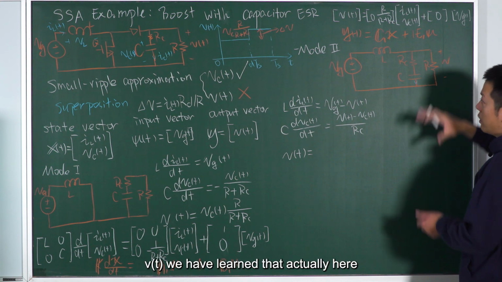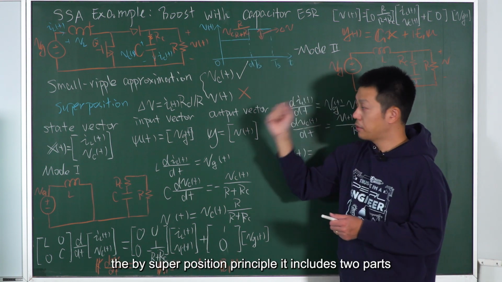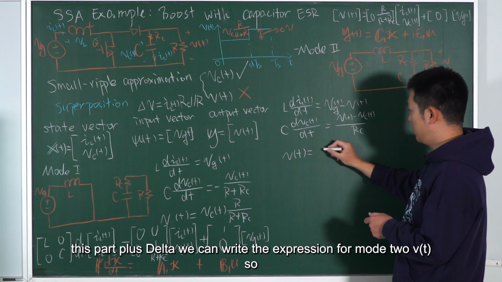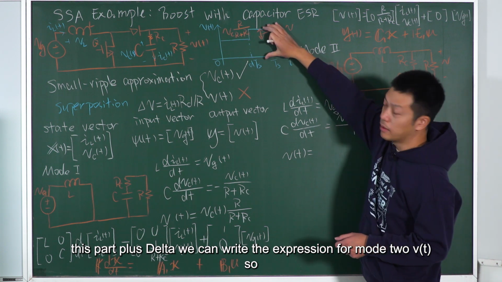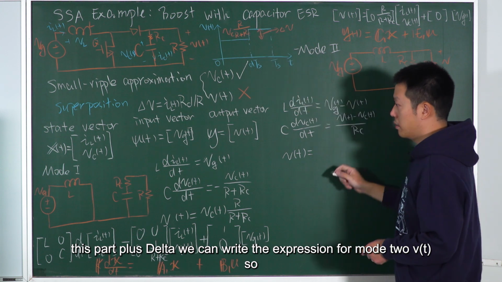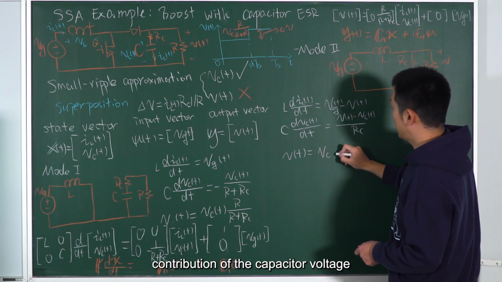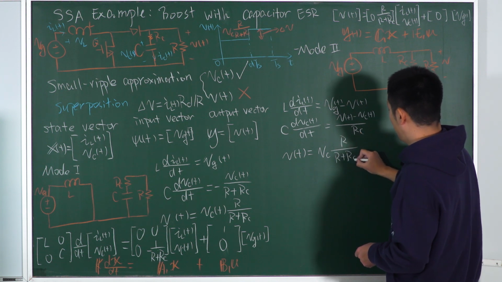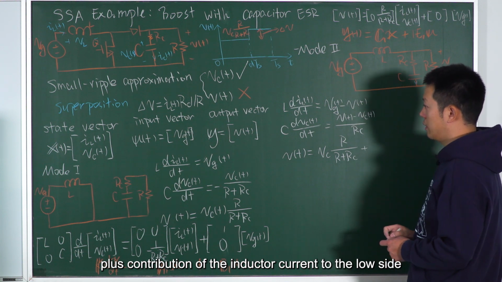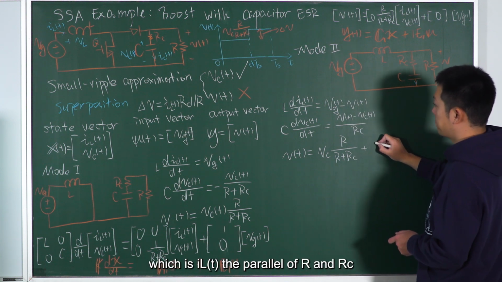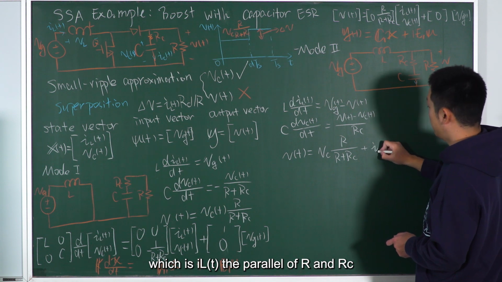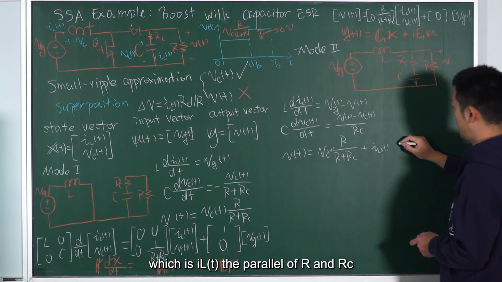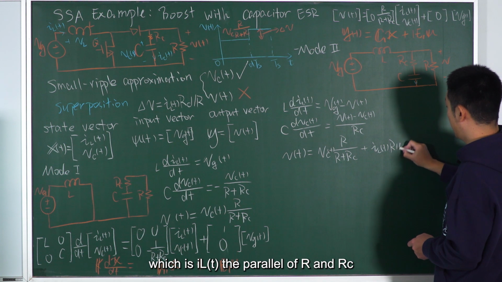Vt, right? We have learned that by the superposition principle, it includes two parts. We can write the expression for mode 2 Vt: the contribution of the capacitor voltage plus the contribution of the inductor current to the low side, which is delta V, which is IL times the parallel of R and RC.